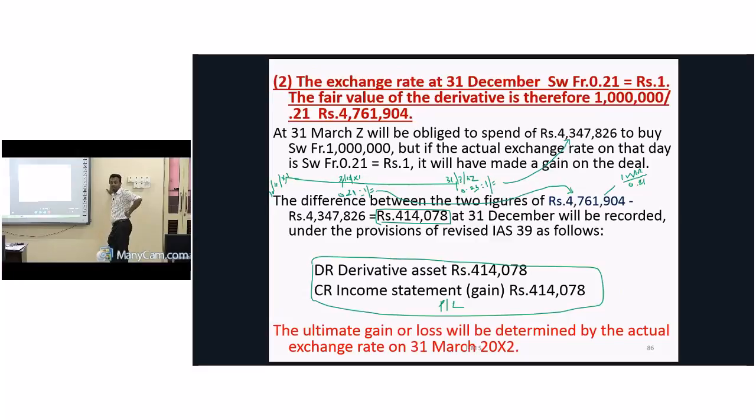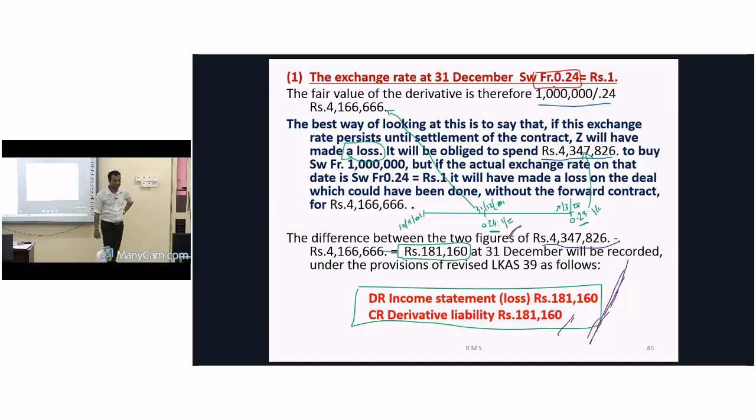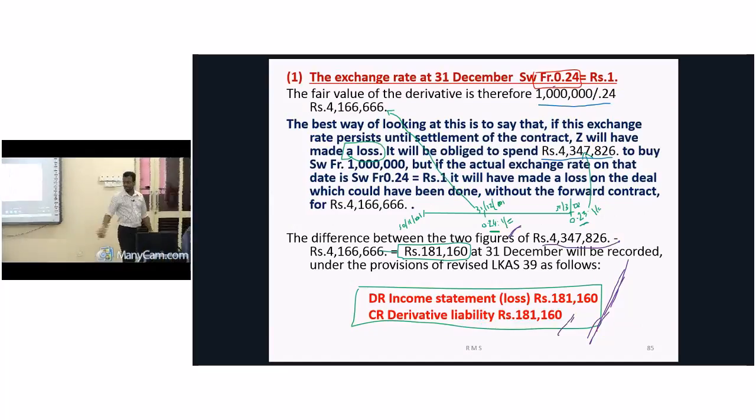Given 0.23, then 0.24 given for the Swiss franc. That's why we got a loss. Yeah, look. Double entry. So then there is a loss.